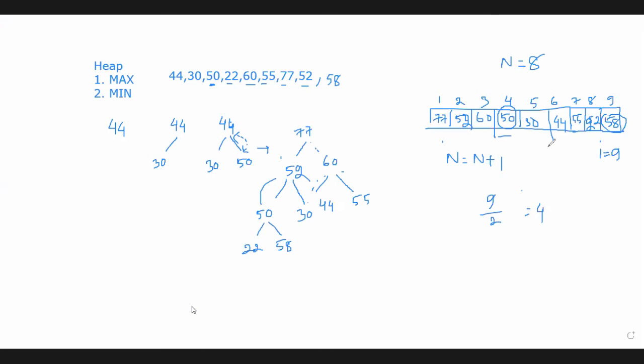How will these swappings be done? Suppose the name of this array is A. When A of parent, that is 50, is greater than A of I. Here I equals 9. So how can we change these two nodes?